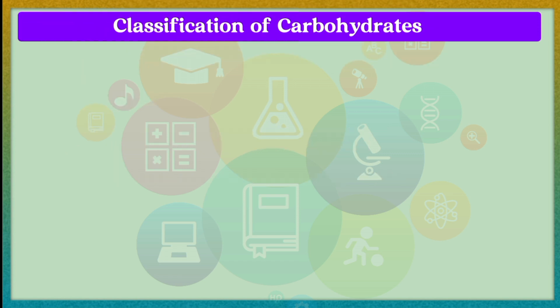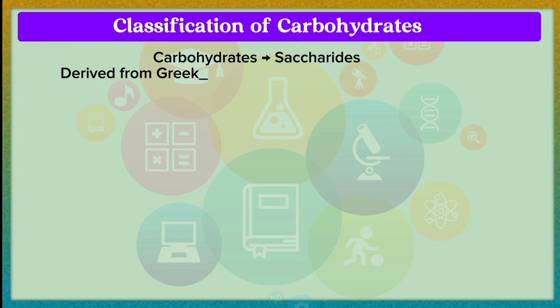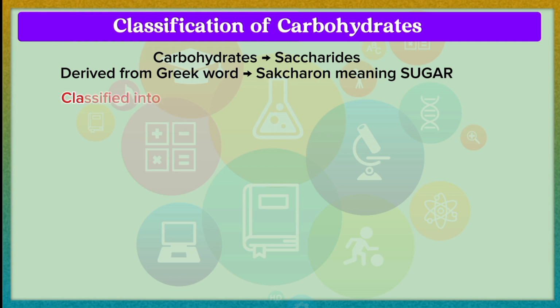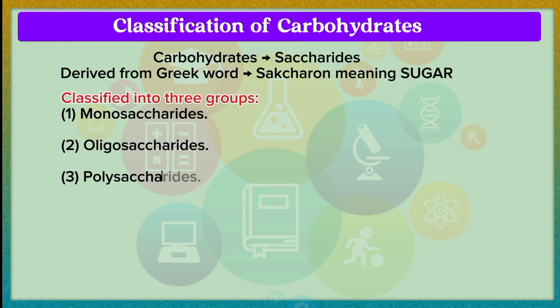Classification of carbohydrates. Carbohydrates are also called saccharides, derived from the Greek word sakcharon, meaning sugar. They are classified into 3 groups: 1. monosaccharides, 2. oligosaccharides, and 3. polysaccharides.